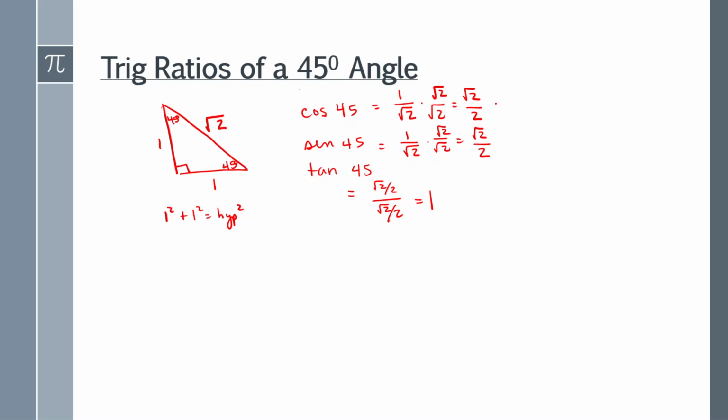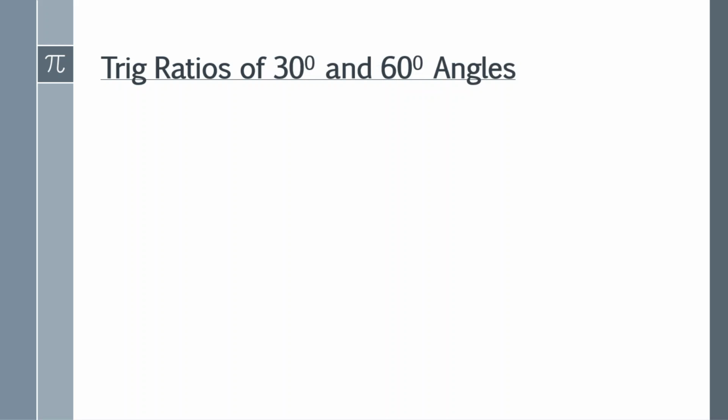So this is a special angle that we want to memorize. Now, of course, knowing those 3, we can find the reciprocals and find the other 6 when we need them. So we're going to memorize these 3 values. We can do the same thing for 30 and 60 degrees.